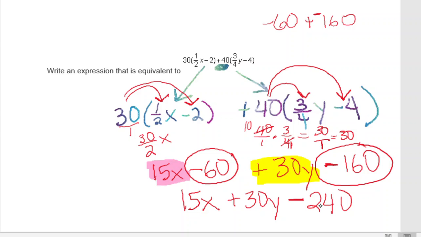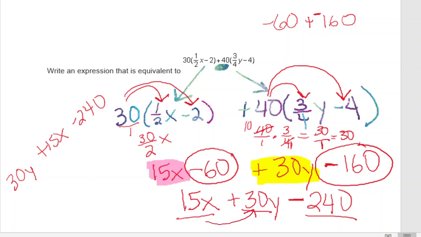Now you can write this final answer in a variety of ways because we have three separate terms that are being combined. So you could say 15x plus 30y minus 240, or 30y plus 15x minus 240 would be equal because we use the commutative property to switch the order. If we change the order with the minus 240, let's say we wanted to put the constant in front, which is not what we usually do, but if we did, we would have to keep it negative 240 plus 15x plus 30y. That would be an equivalent expression.